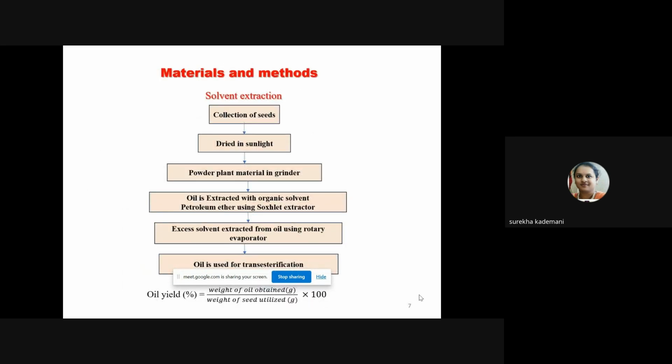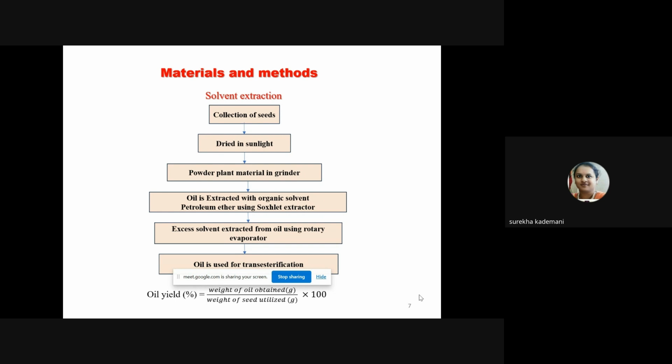Materials and methods. Feronia elephantum seeds are collected from the agriculture department, Dharwad, and they are dried in the sunlight for 4 to 5 days. The dried seeds are powdered, and oil is extracted with the organic solvent petroleum ether using a Soxhlet extractor.